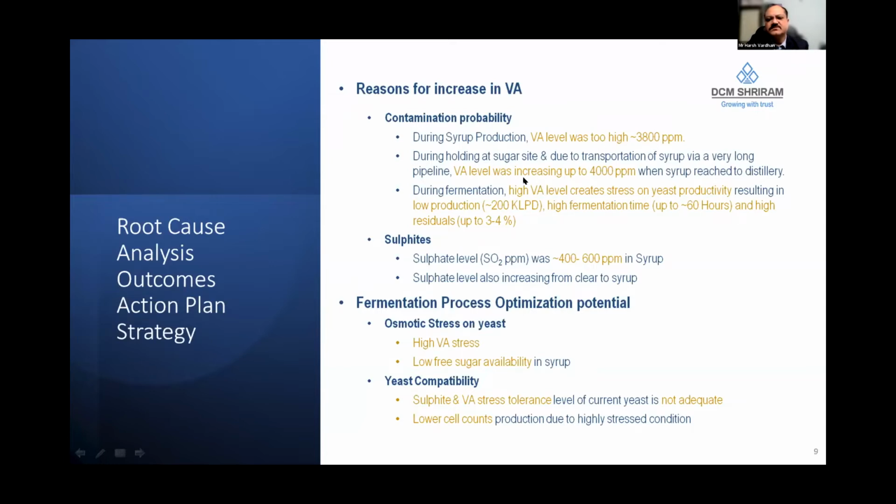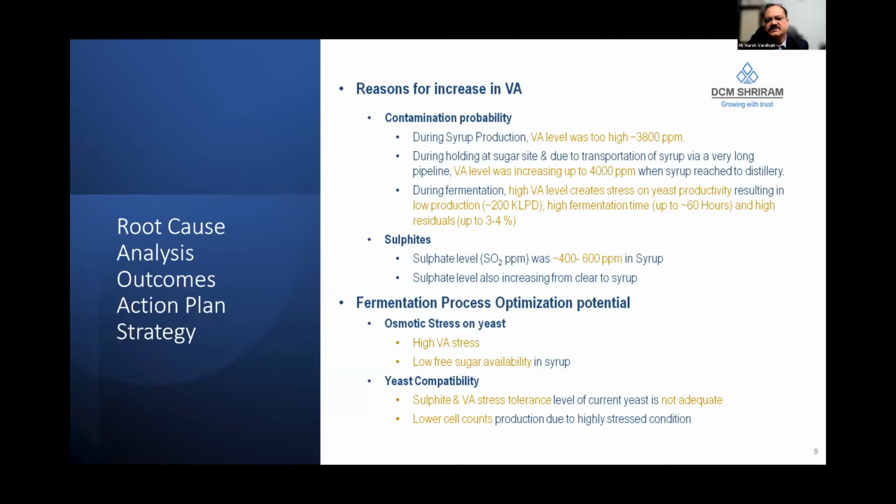This was because of the holding of this syrup in the pipelines, because the pipeline for the transfer of this syrup was almost 800 meters. The distillery is located almost 800 meters away, so there is a long pipeline. And also during this, VA has an adverse impact on the yeast productivity.